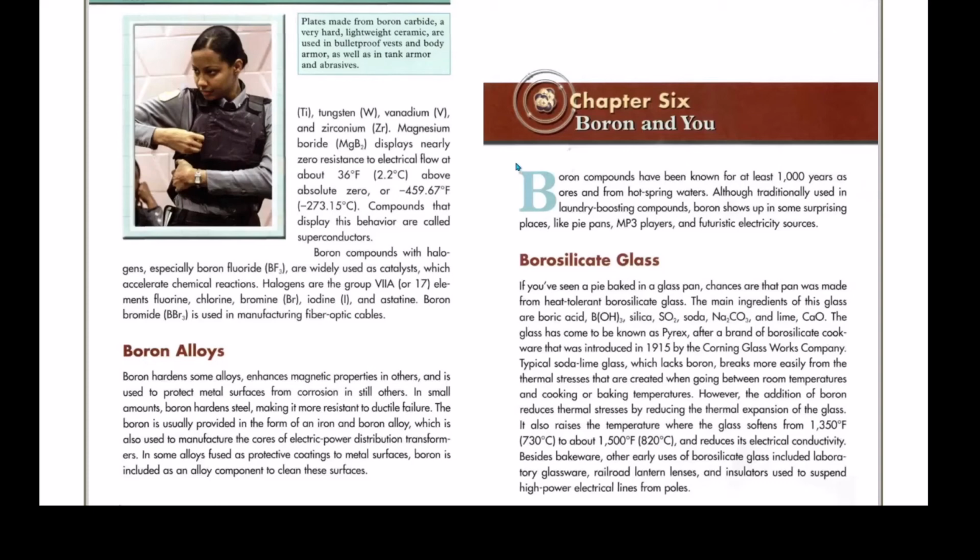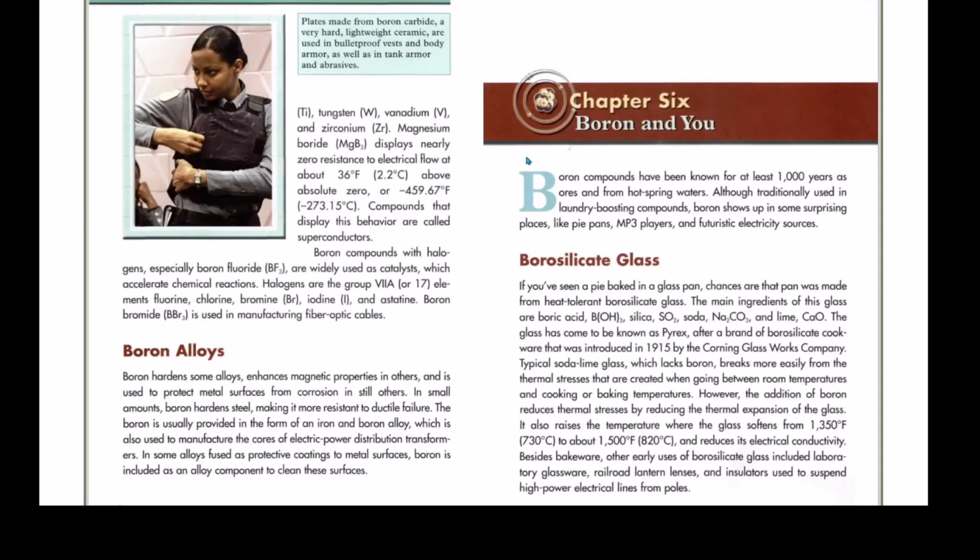Vanadium, and zirconium. Magnesium boride displays nearly zero resistance to electrical flow at about 36 degrees Fahrenheit, 2.2 degrees Celsius above absolute zero, or negative 459.67 degrees Fahrenheit, negative 273.15 degrees Celsius. Compounds that display this behavior are called superconductors.